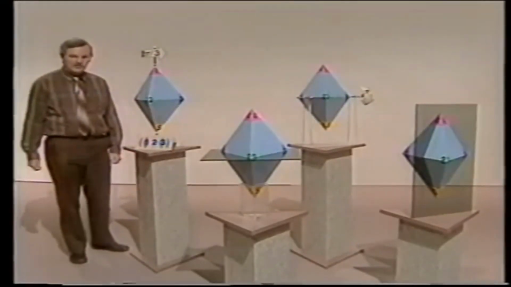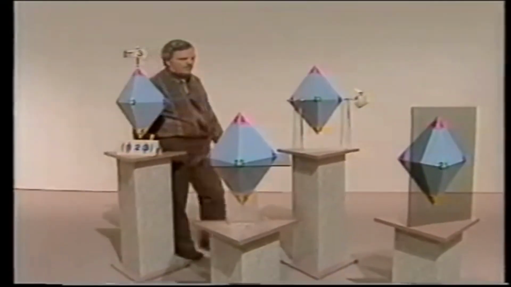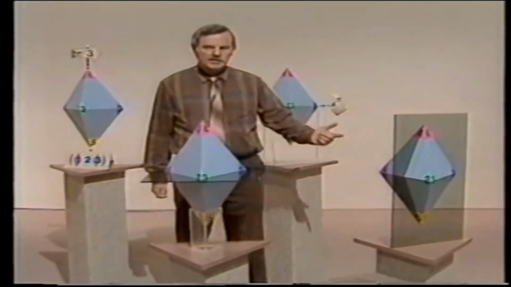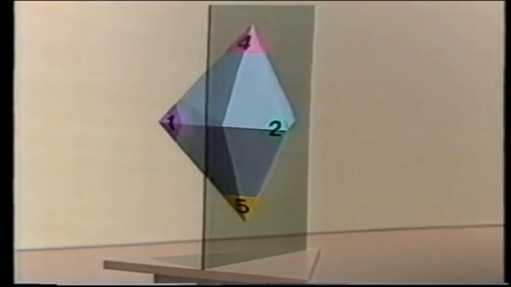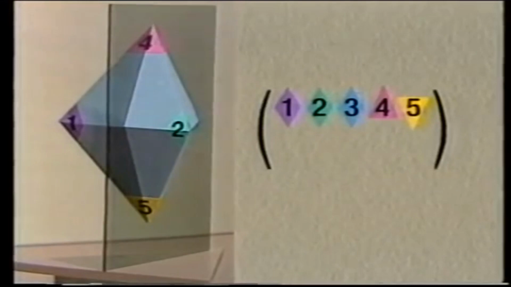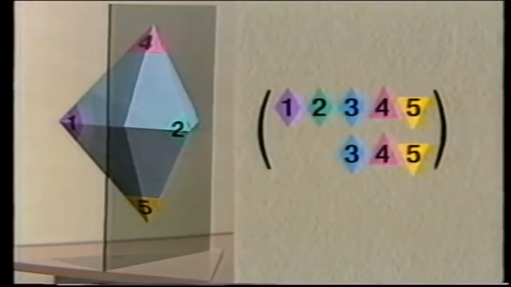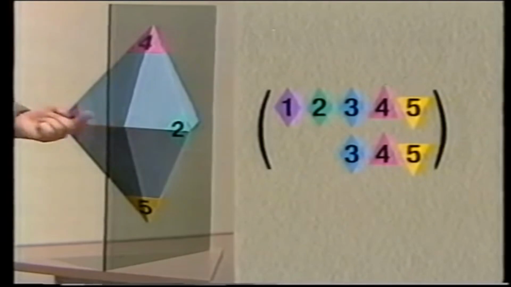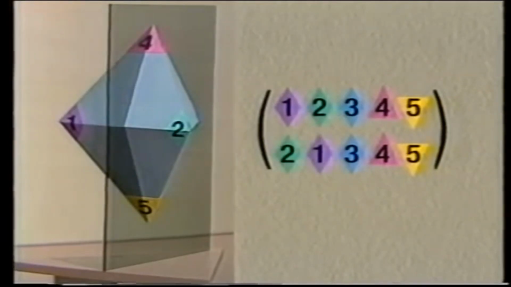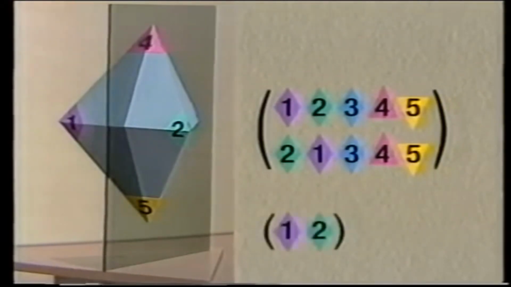Let's now look at a reflection. This one. Vertices 3, 4 and 5 are fixed because the plane passes through them. And vertices 1 and 2, well, they just interchange their positions. So in cycle form, we get a 2 cycle.